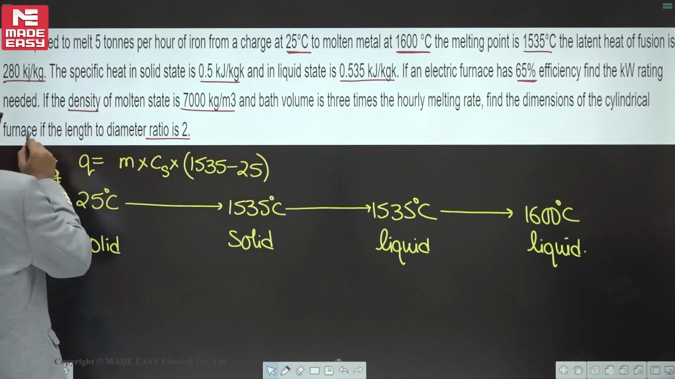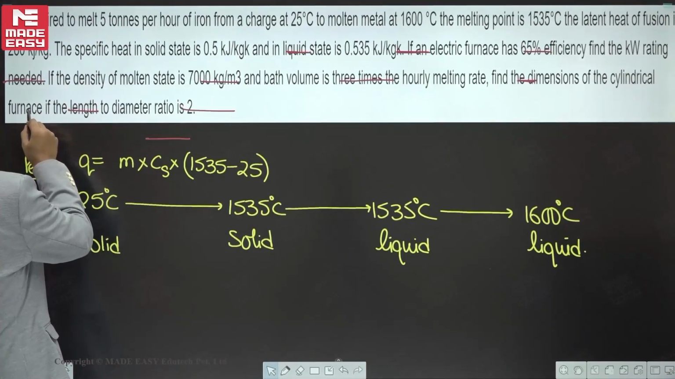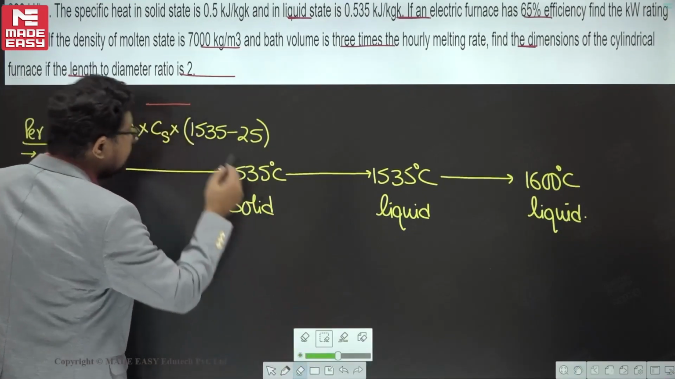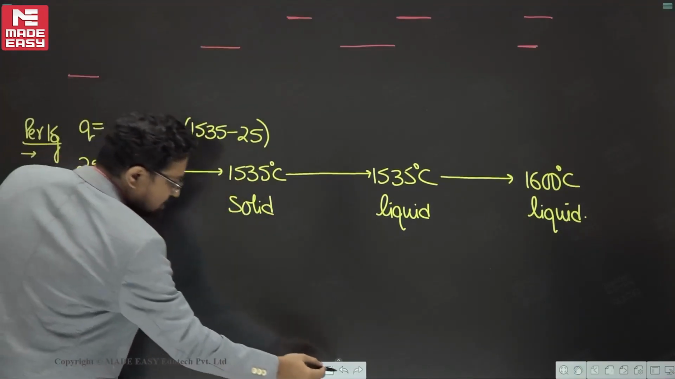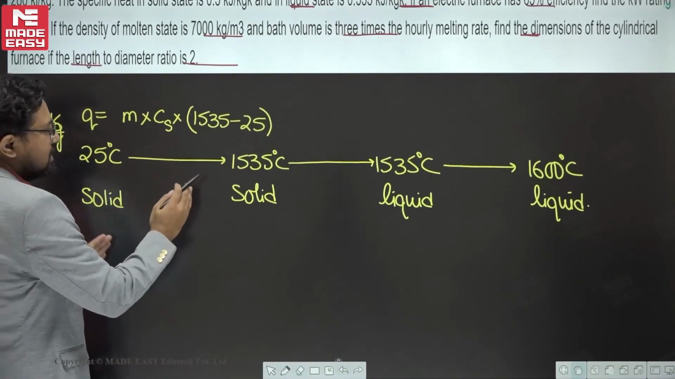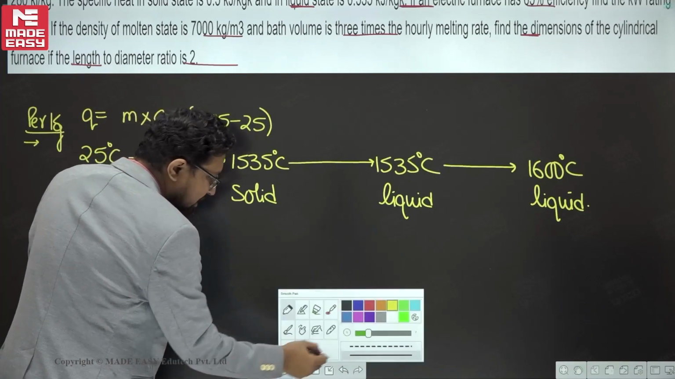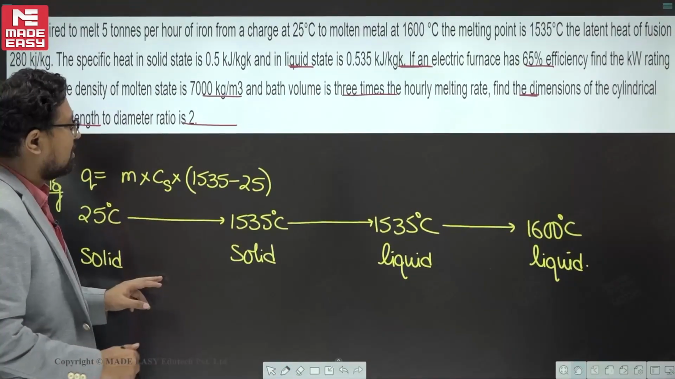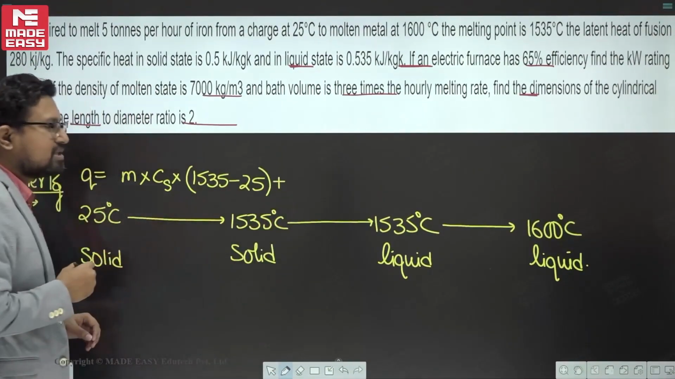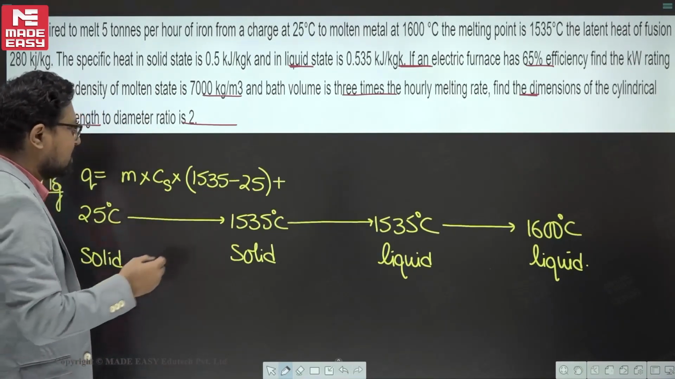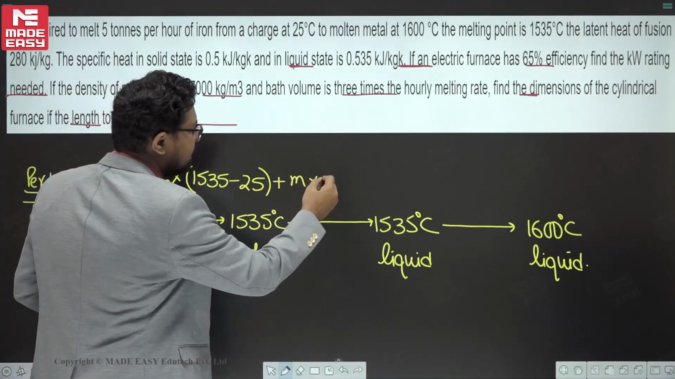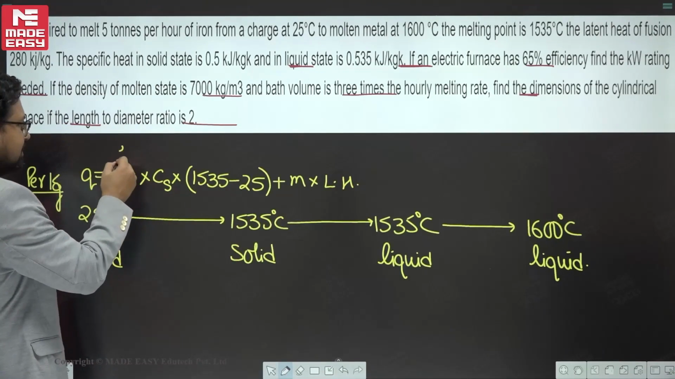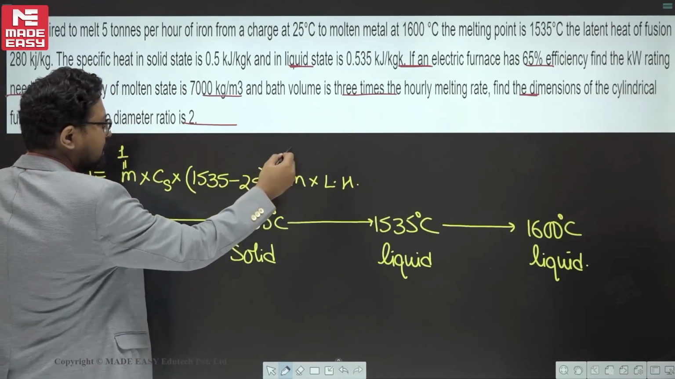Fine. Now let us see. We can say that further the melting will take place. So melting means latent heat will be involved. There will be involvement of the latent heat. So if we have the latent heat involvement, we have plus mass into latent heat. So mass we are taking to be 1. So we have mass into the latent heat involved. If we want to find out per kg, we will take m to be 1.